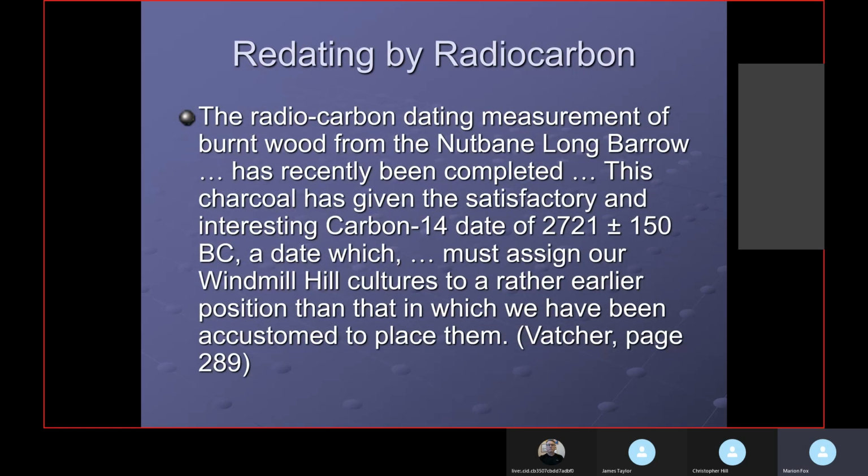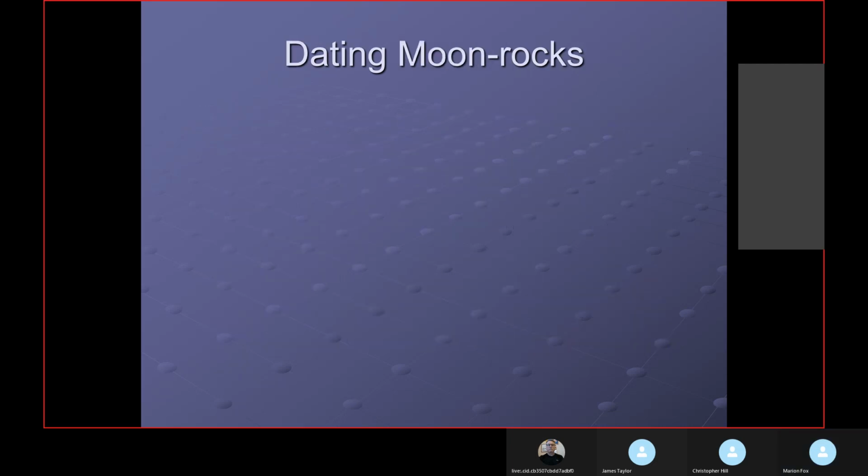Batchelor tells us, page 289, the radiocarbon dating measurements of burnt wood from the Nutbane long barrow have recently been completed. This charcoal has given the satisfactory and interesting carbon-14 date of 2721 plus or minus 150 BC, a date which must assign our Windmill Hill cultures to a rather earlier position than that which we have been accustomed to place them. So now we had a problem. We use radiocarbon, and the dating we come up with just won't fit what we're accustomed to. They're in a quandary.